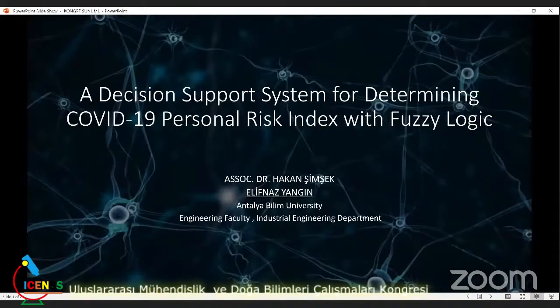Associate Professor Hakan Şimşek and I constructed a proposed method. Our study is a decision support system for determining COVID-19 personal risk index with fuzzy logic.